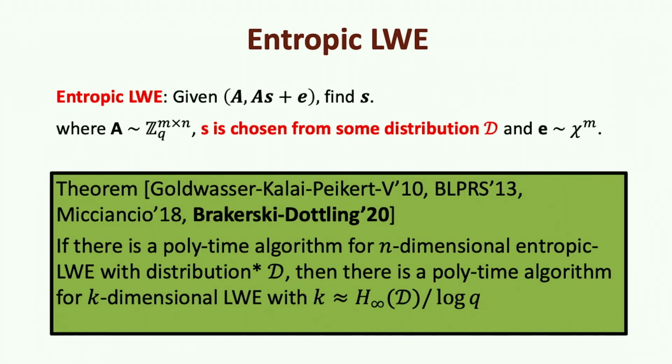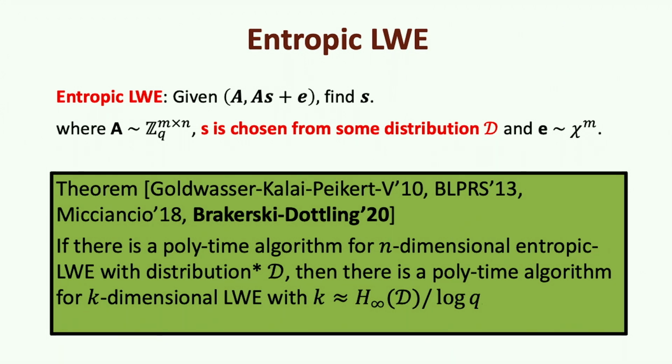Okay, so this is the theorem with a star. If you can solve this problem under any distribution D, essentially, more or less, that's where the star is, then you can solve the real LWE problem, the LWE problem with uniform secrets, for example, in a related number of dimensions.